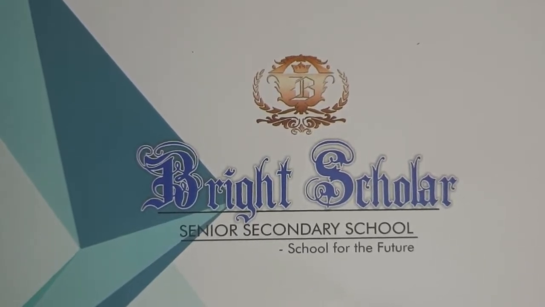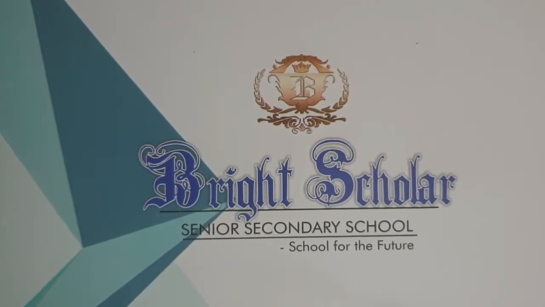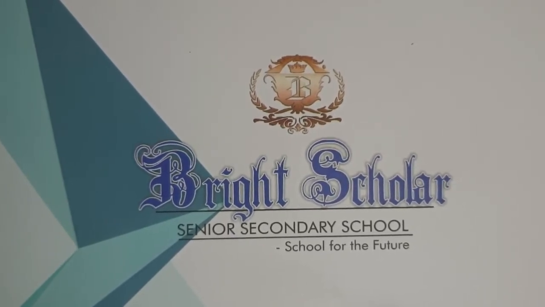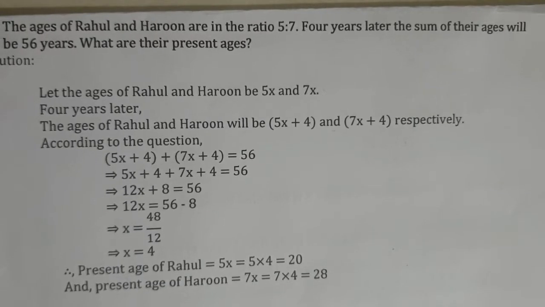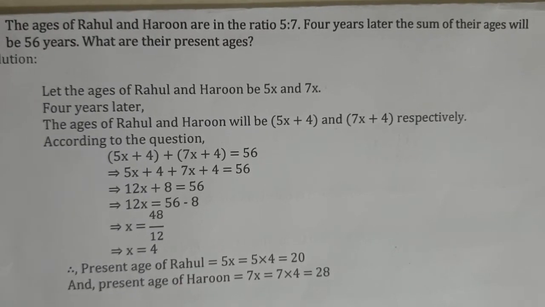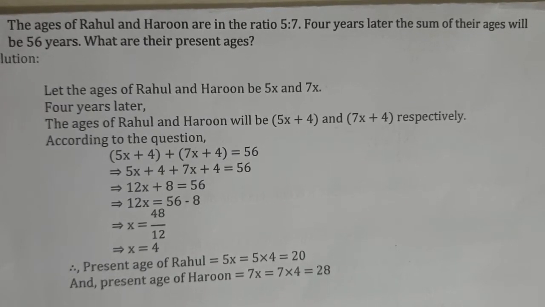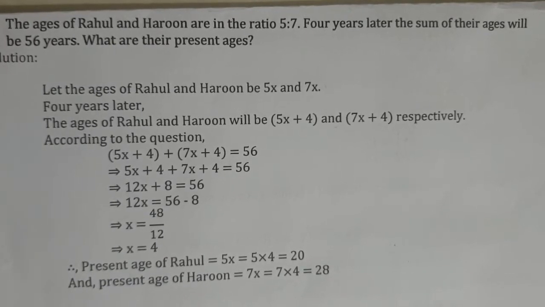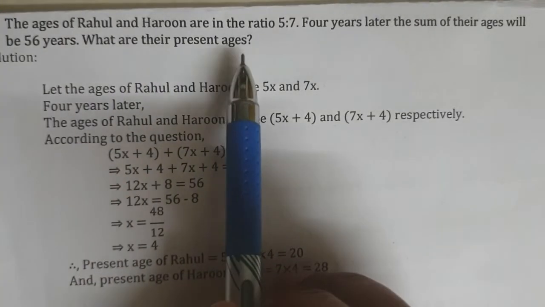In our last session, we have done up to 8th question of 2.2. So today we are going to start question number 9 of exercise 2.2. In this question, the ages of Rahul and Harun are in the ratio 5:7. 4 years later, the sum of their ages will be 56 years. So what are their present ages?